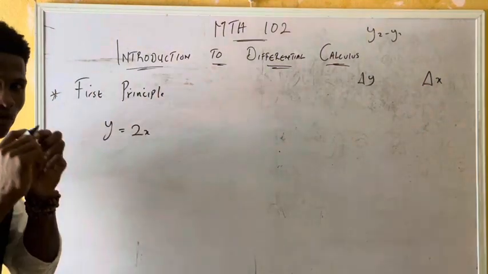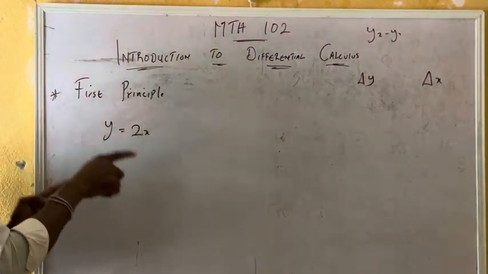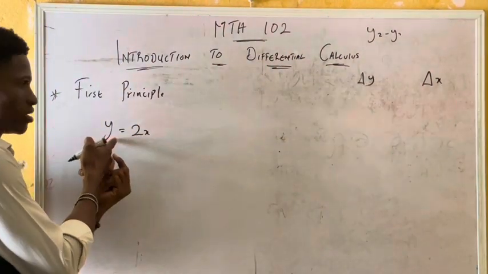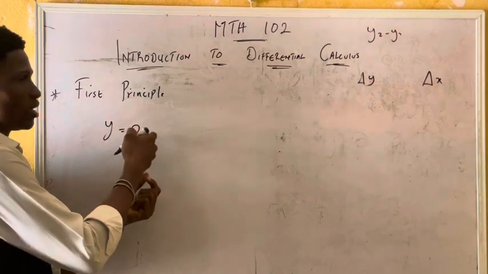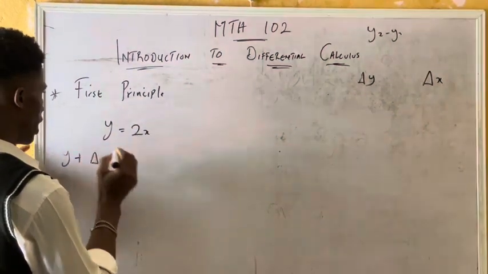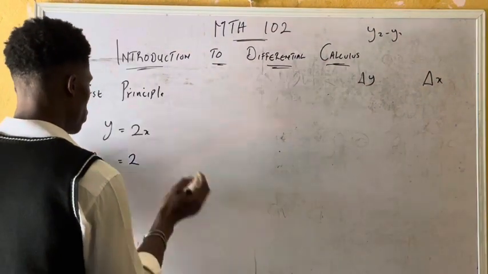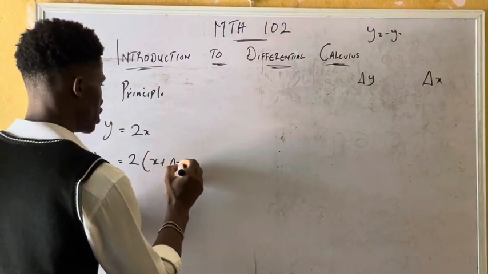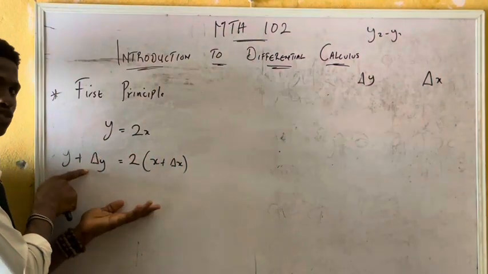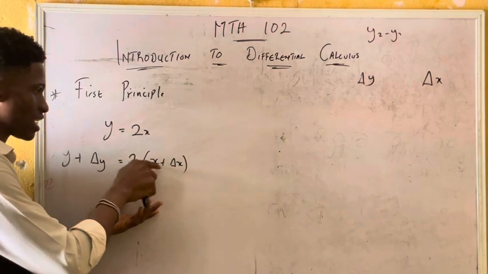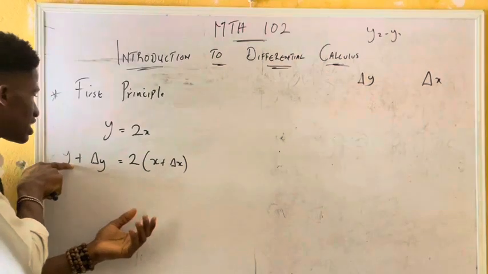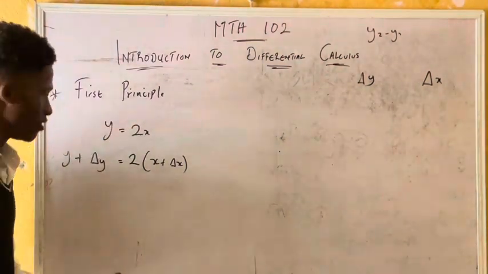So now let's look at this. First principle, the first thing for you to do is to add change in y and change in x to both sides, okay? Now this is y equals 2x. We are going to add change in y to this particular part and change in x to this particular part. So now this is y plus change in y is equal to 2 bracket x plus change in x. Just look at what I did here. Meaning anywhere I see x, I add change in x. Anywhere I see y, I add change in y. Okay? Very, very simple.